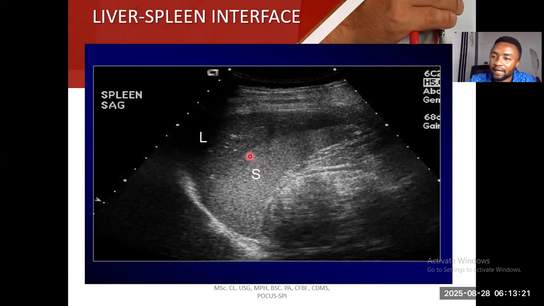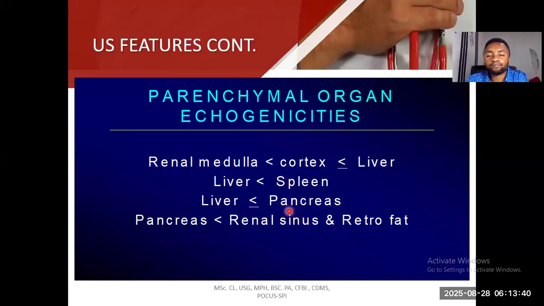Which one is hyper? The spleen. The spleen is hyper, yes. And so it means that spleen echogenicity is greater than the liver. Do you understand? So let's go back. You see the liver here and the spleen.